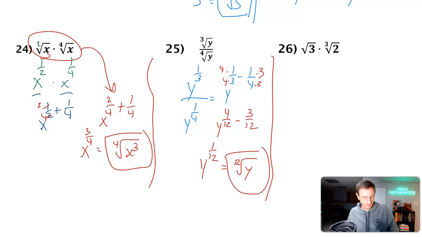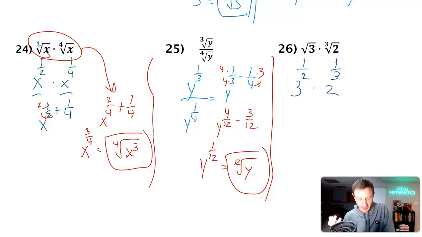All right, last one. Probably the trickiest one. This is kind of hard to wrap your head around at first. We have the square root of 3 times the cube root of 2. So like I've been saying, rearrange, change some things around. So this is 3 to the 1/2 times 2 to the 1/3. All right. Well, that's kind of weird because I really don't have much help.